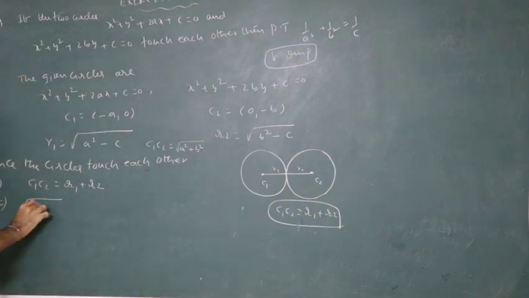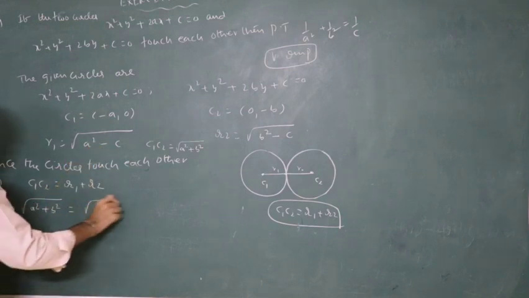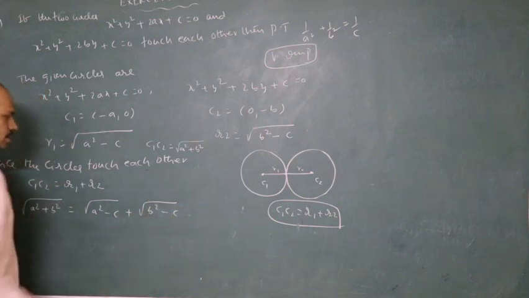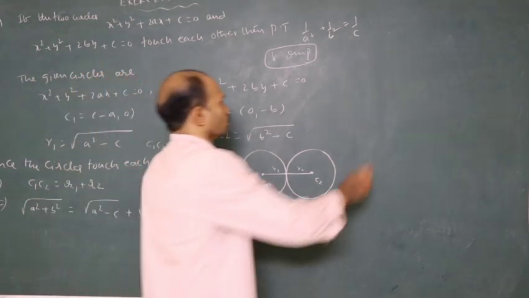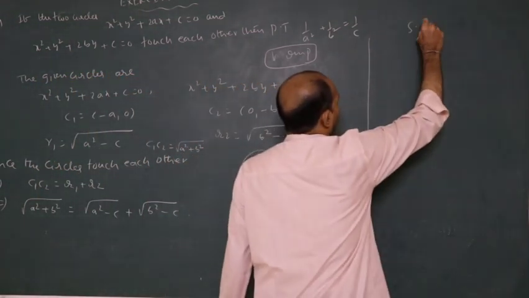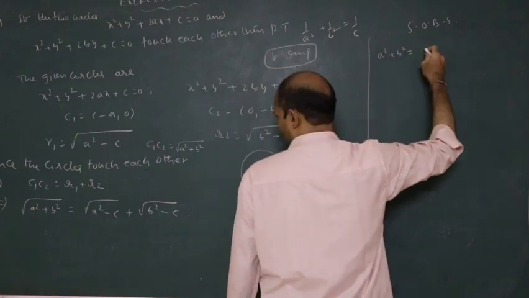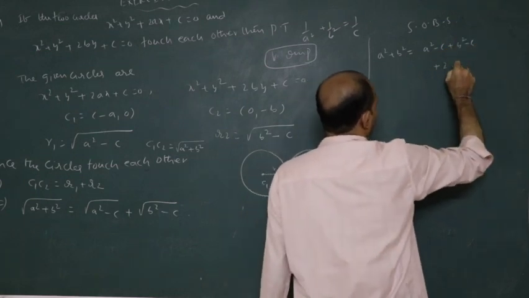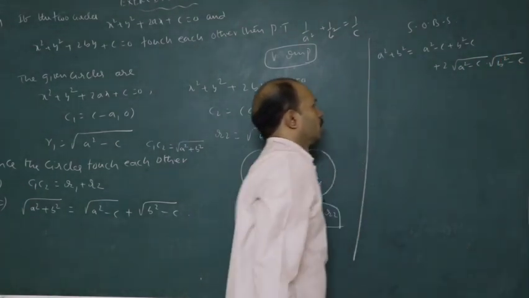So root of a square plus b square is equal to R1. What is R1? Root of a square minus c. R2 is root of b square minus c. As before, we have square root, square root, square root. To eliminate the 3 square roots, we have to square it twice. Squaring on both sides: a square plus b square is equal to a square minus c plus b square minus c plus 2 root of a square minus c into root of b square minus c.